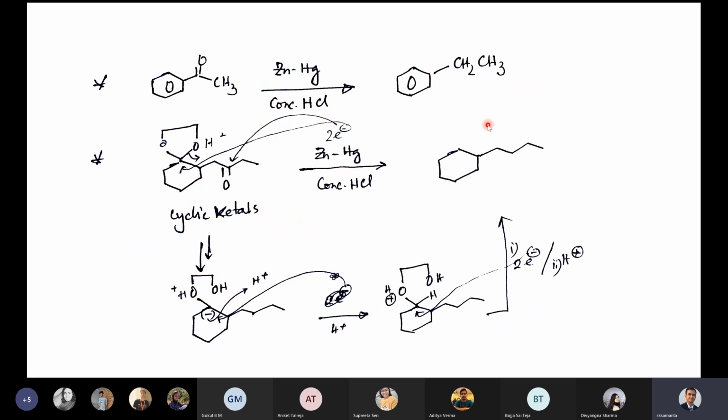So then it is very simple. You take acetophenone and then you take zinc mercury amalgam and it will immediately reduce this carbonyl compound to form CH2CH3. Very straightforward. What I wanted to mention is that because this reaction is very violent in nature, the condition is very harsh. It can even reduce the cyclic ketal protections.